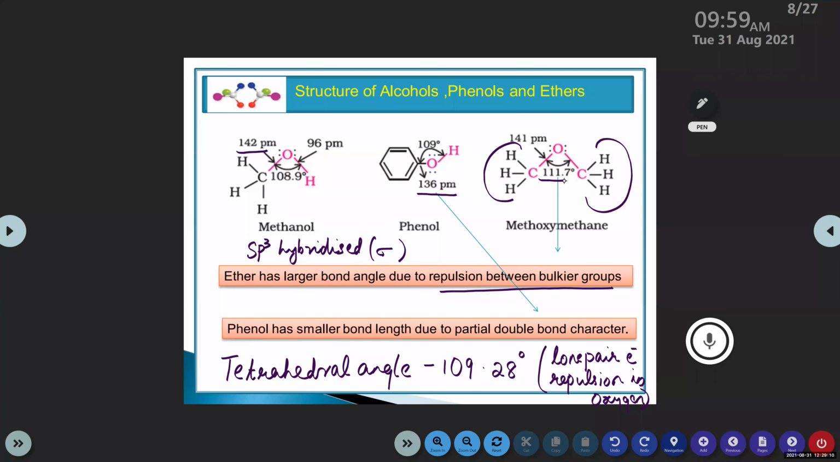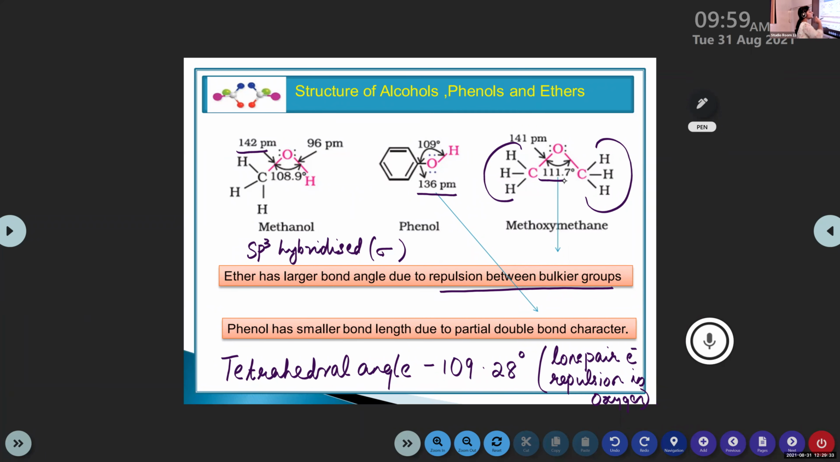Vidur? Yes, ma'am. Okay. Any more doubt? Yes, ma'am. Am I audible? Yeah. Tell me. Ma'am, in methanol, when there is repulsion, why does the bond angle reduce? It must increase, right?